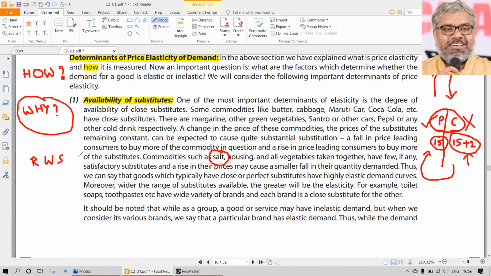0.04 something was the price elasticity, which means almost negligible price elasticity. Again, why is that? The reason we are talking about how we calculated it earlier using various formulae. Why does that happen? It is because salt does not have any close substitutes. Salt does not have any substitutes.